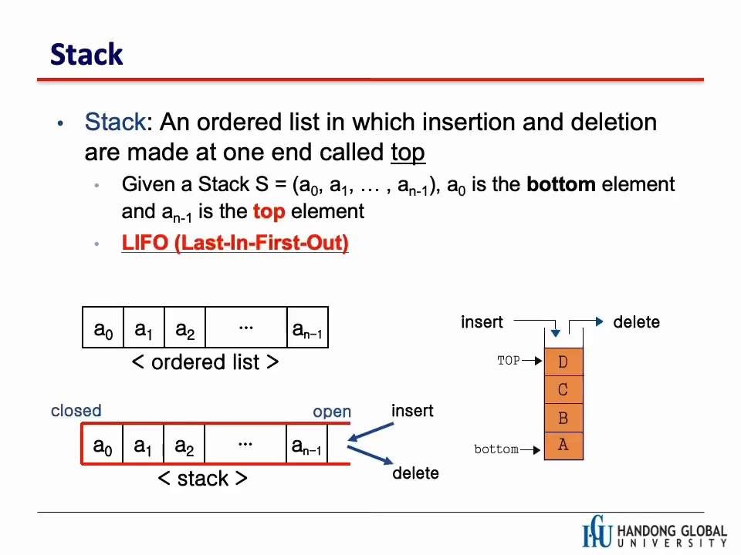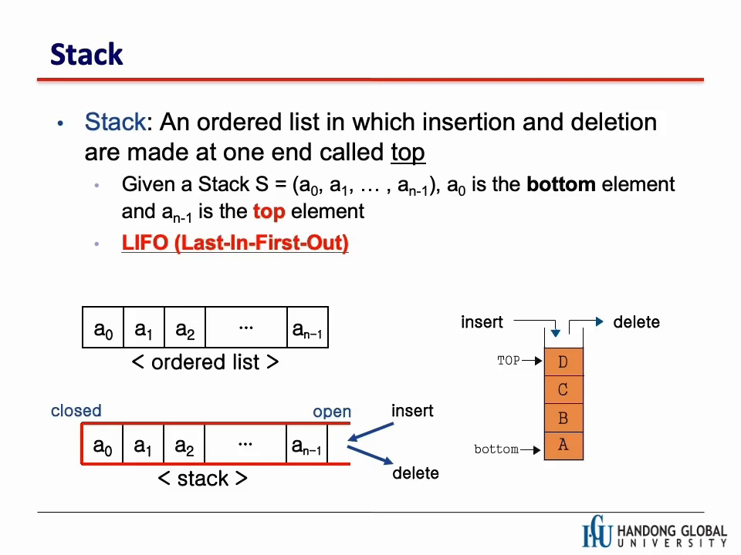Okay, first, what is a stack? A stack is an ordered list in which insertion and deletion are made at one end called top. You know what an ordered list is, right? It's something like an array. The insertion and deletion are made at one end called top. If you look at the figure on the right side, you can figure out what I mean by this one end called top.